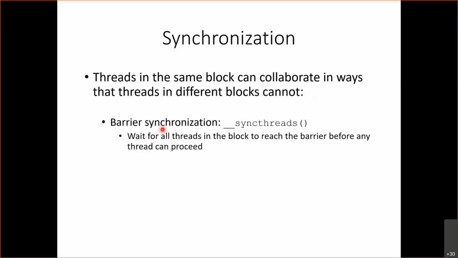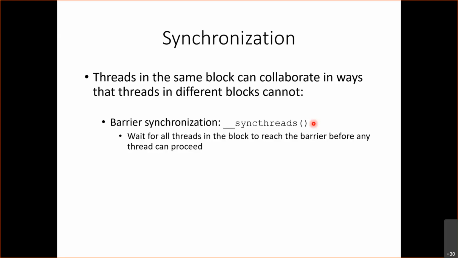Threads in the same block can call this function, or execute the instruction, __syncthreads. What __syncthreads does is allow threads in the same block to wait for each other at a certain point in the code before they can all proceed. Barrier synchronization is common in parallel programming. We're not going to look at an example of how to use it today, we will look at one later. But for now, I just want you to be aware that threads in the same block can communicate with each other, and one of the ways they can communicate is by waiting for each other.